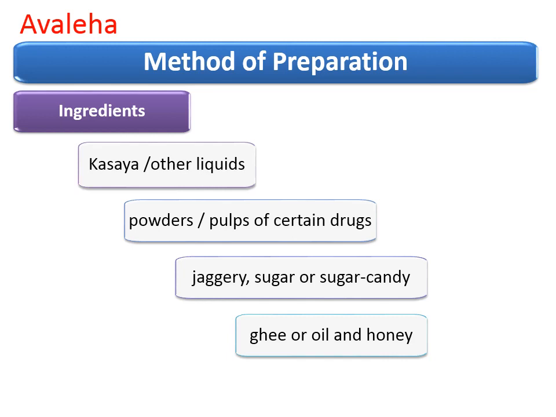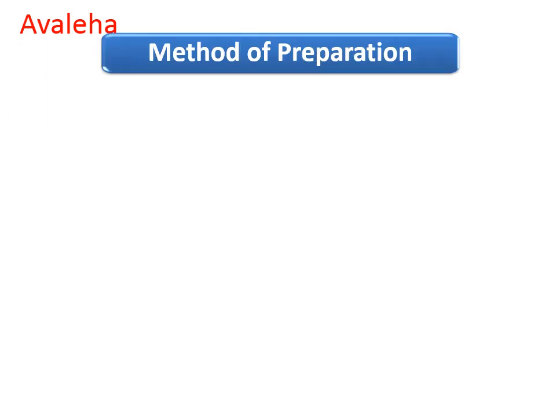Ghee or oil and honey, if mentioned, could be among the ingredients. Now ghee or oil here acts as a solvent for extracting certain non-polar phytoconstituents of the crude drug. That means this formulation will incorporate aqueous polar phytoconstituents and also non-polar phytoconstituents. Now, the method of how it is prepared.